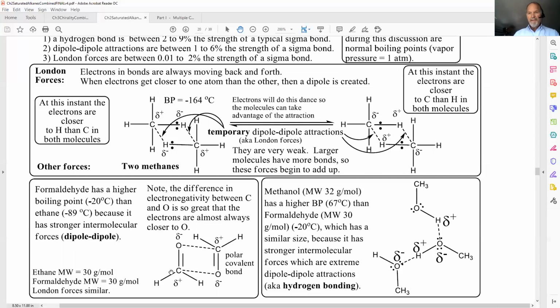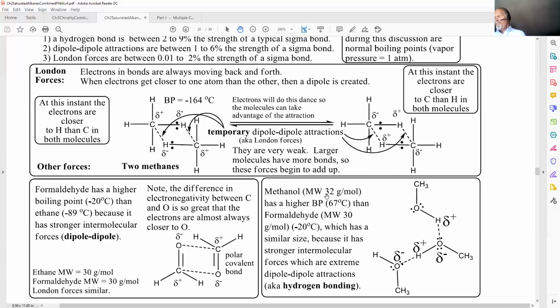How substantial is this? Well, you took something that was ethane with a boiling point of -89, and just by having one polar covalent bond, it jumped by more, let's call that -90 and -20. That's a jump of 70 degrees Celsius. That's a huge difference. Why is it so different? Much stronger intermolecular forces. Okay, now I'm going to switch over from formaldehyde to methanol, which only weighs 2 grams per mole more. So the size of the molecule is pretty much the same.